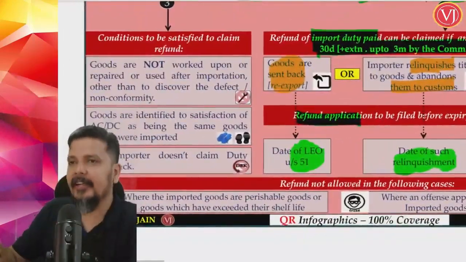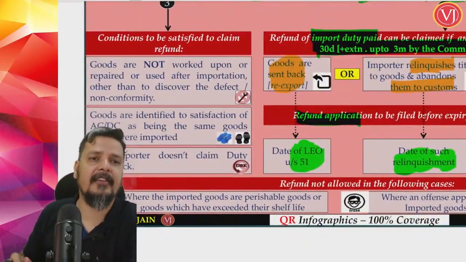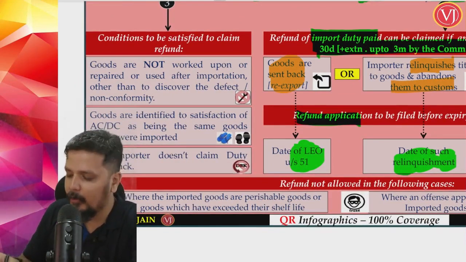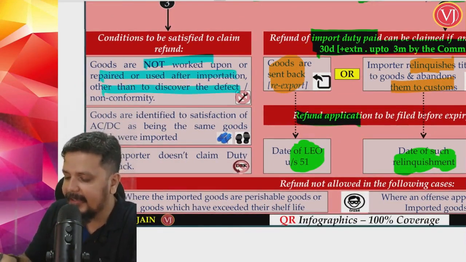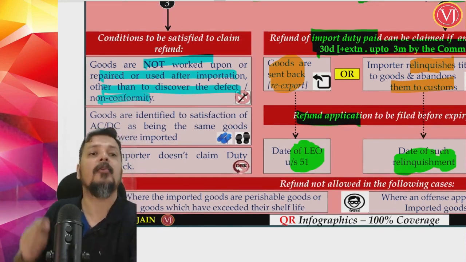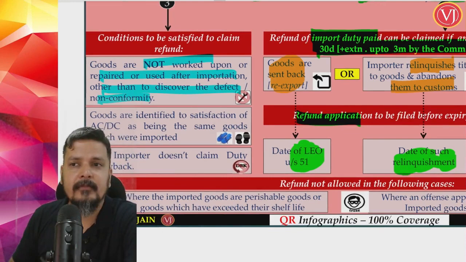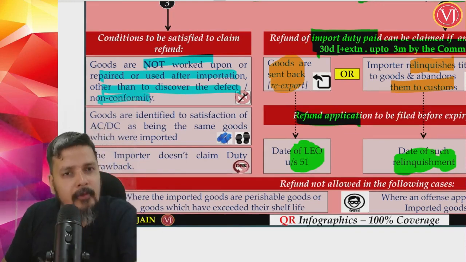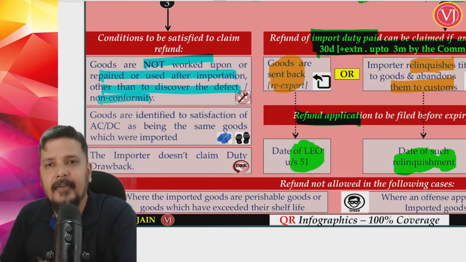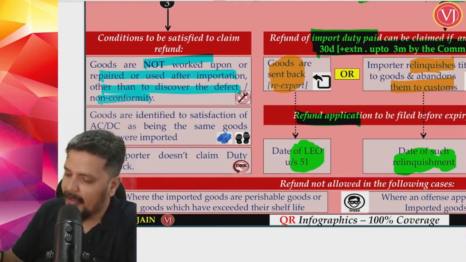Now, there are certain conditions that you need to satisfy. You make sure that the goods that you have brought, you don't use in India other than to find out the defect or non-conformity as per your order. You don't use them. You can use them to the extent of finding out the defect or that the goods are not as per your order. Otherwise, you should not use the goods in India.